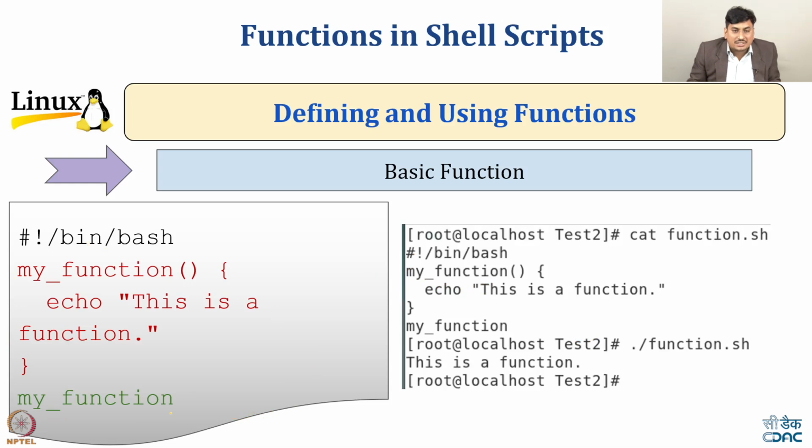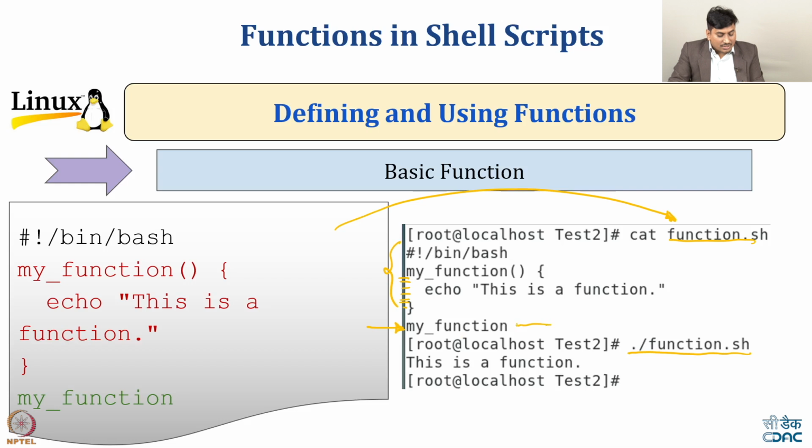Let's take an example and run this program. I have written the same code in this function.sh. You can see this is the same code. Initially I declare this function, then I call this function, and if I run this, I expect that as soon as the call is made, it should run this part of the code. You can see that this function's part has been executed.